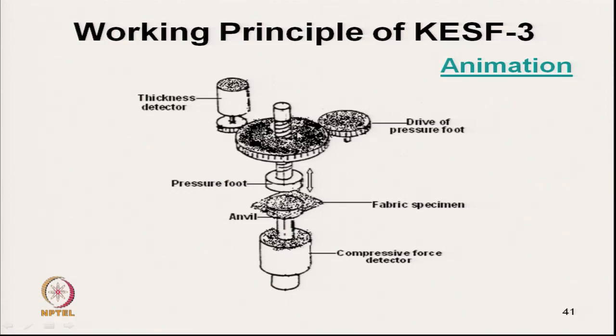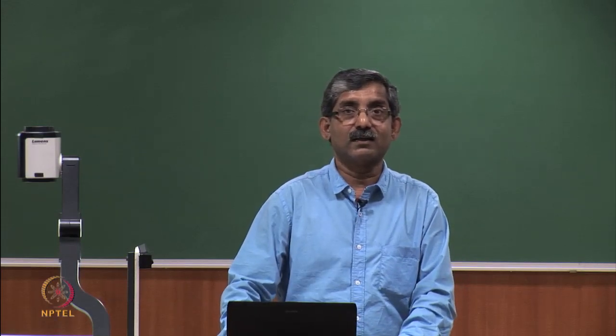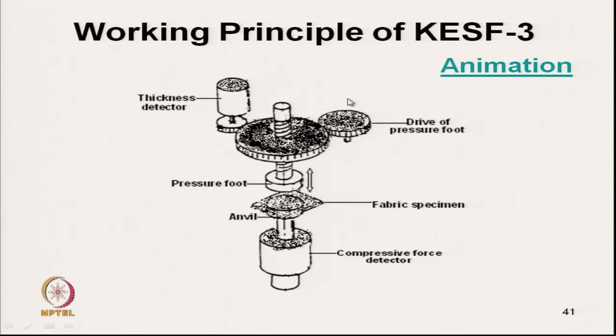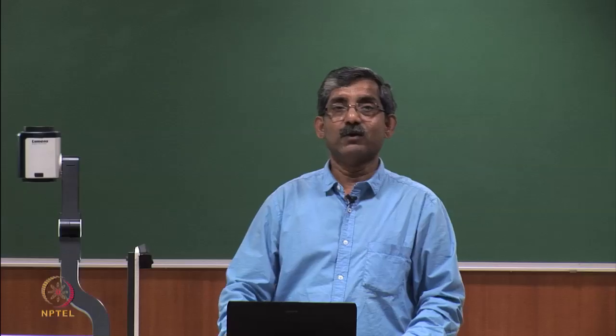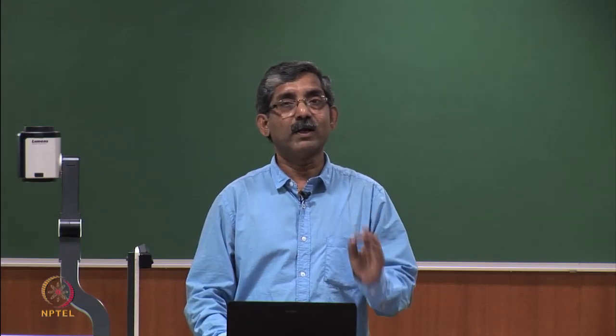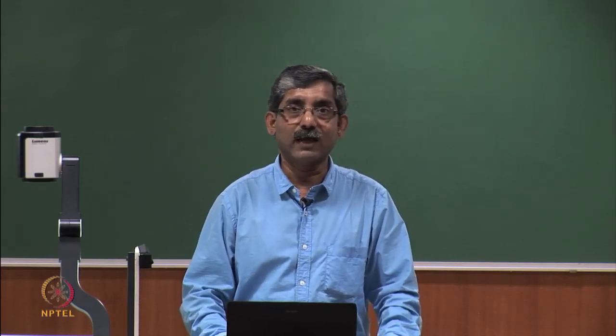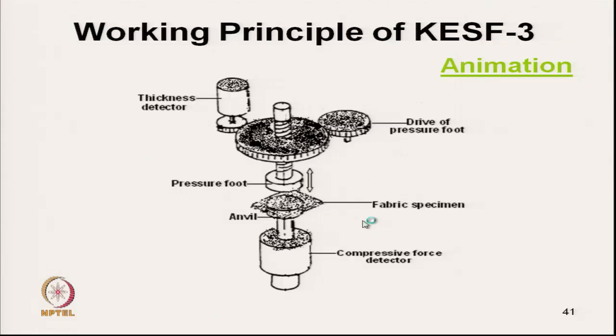Now, the system is that it moves down initially, and as soon as the predetermined minimum pressure is reached, the drive will start rotating in the other direction. So, the pressure foot will move gradually upward and the pressure will reduce. So, we will get the complete curve of loading and unloading. From this loading unloading curve, we can calculate different parameters. Let us see the animation for this system.